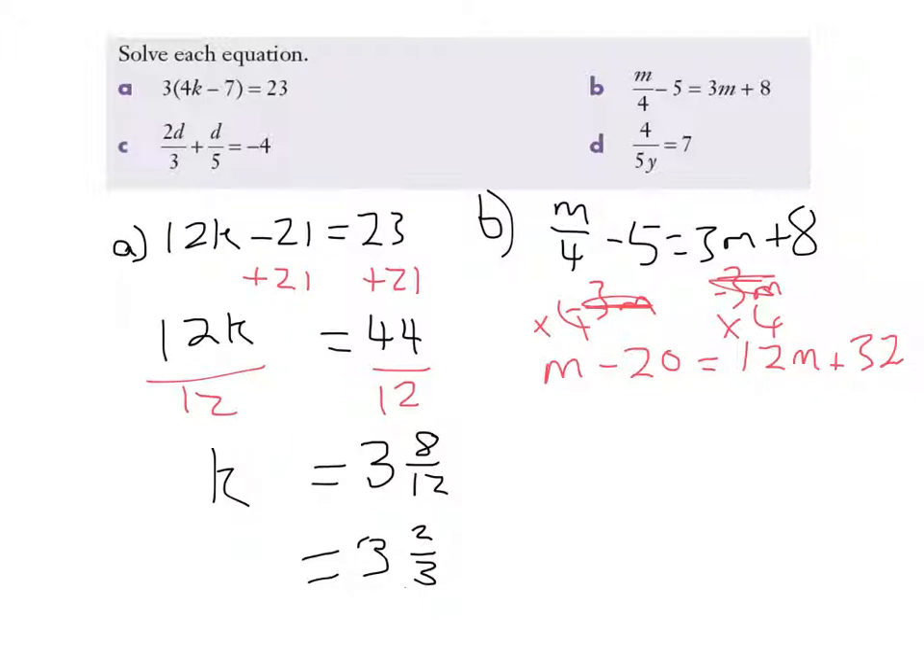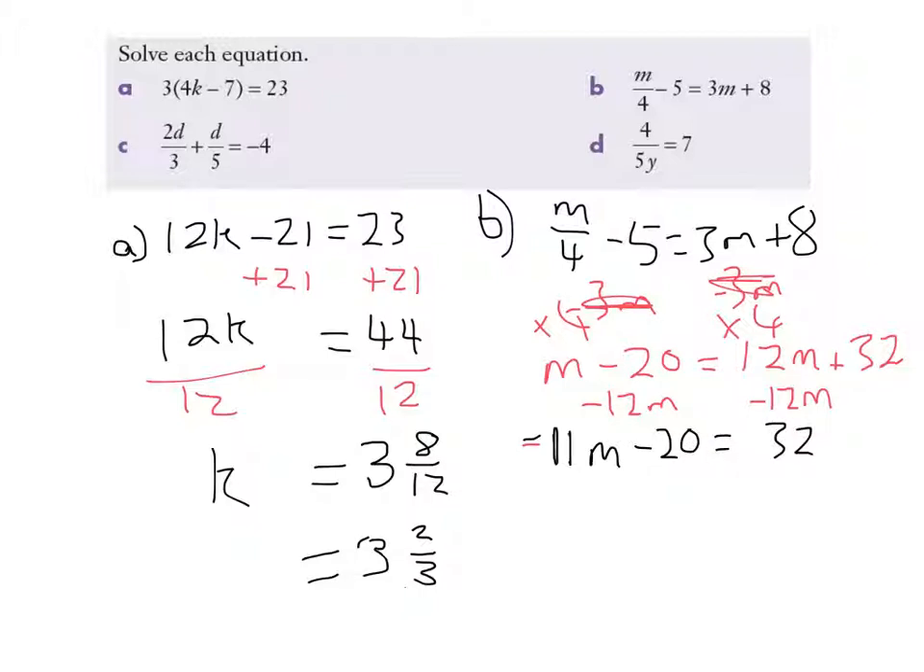I don't know why I wrote it in red. But the next step, anyway, if I take away 12m here from both sides, that would be a very good idea. Now you might be wondering, why aren't you getting rid of the minus 20? Well, because if you look here, there's an m on the right hand side and on the left hand side, and that's not good. You don't want that. M take away 12m is minus 11m. Still minus 20 is equal to 32.